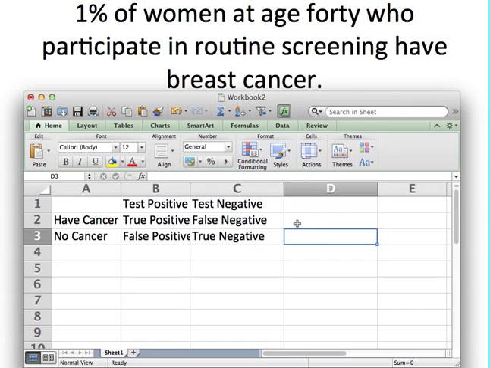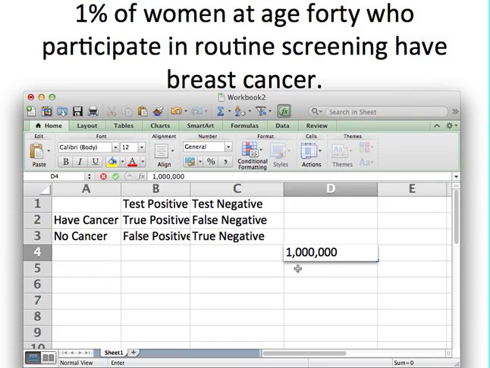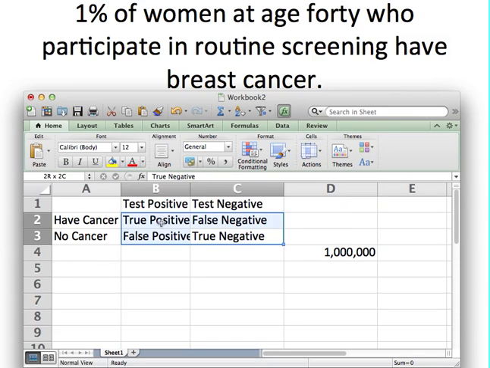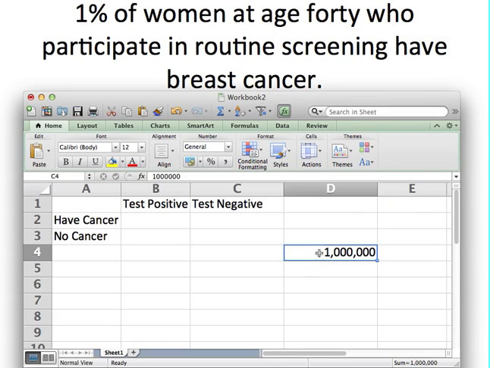All right. So how are we going to figure these out? Well, I find that the easiest way is, we're told 1%. Rather than trying to deal with percentages and probabilities, we're going to think in terms of actual numbers. So let's say that 1 million women receive the mammography test. That's our total, the total number of people who take the test.